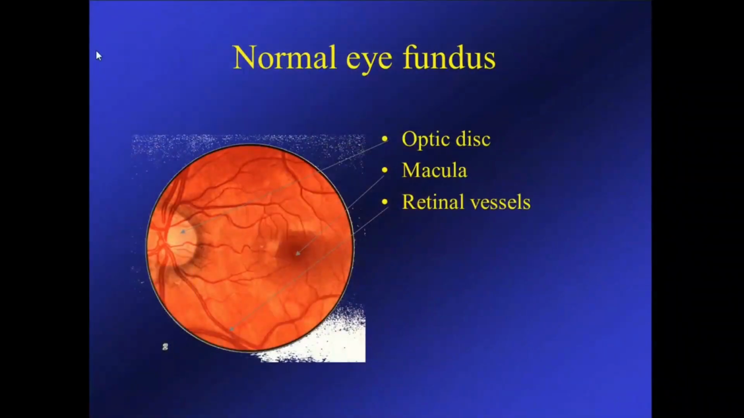On this picture, you can see the normal eye fundus, which we can see during ophthalmoscopy. This is the disc of the optic nerve. This is the central part of the retina, macular area. These are the vessels. This is vein. This is artery. Artery is usually thinner than vein.